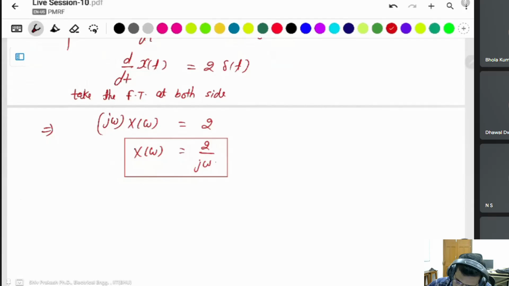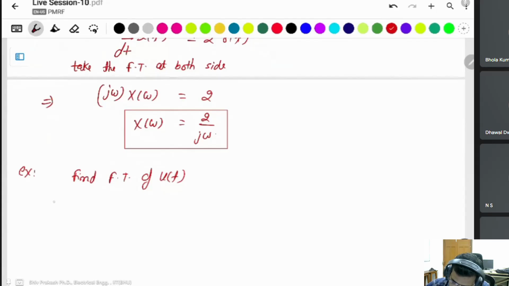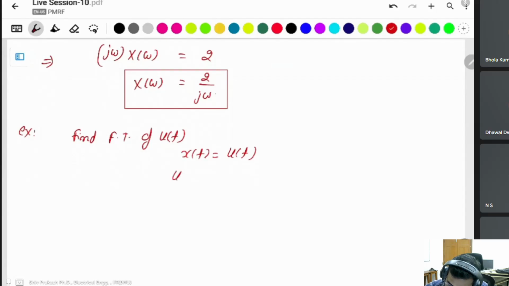Next example, for the integration case: find the Fourier transform of u(t), the unit step signal. It means x(t) is equal to u(t). I know the unit step will be the integration from minus infinity to t of the delta function, which makes the unit step signal.